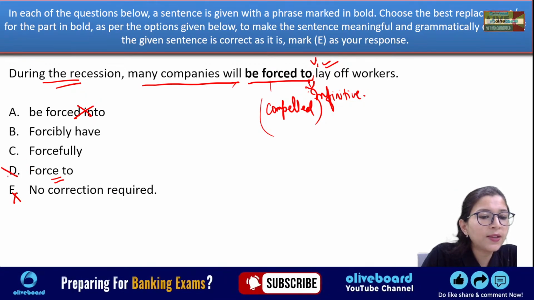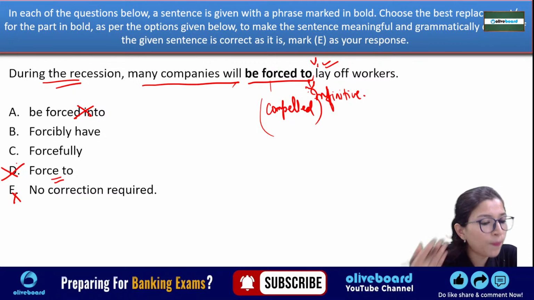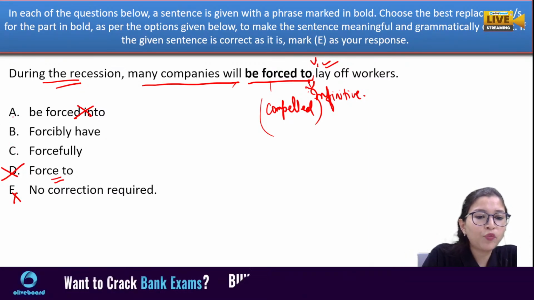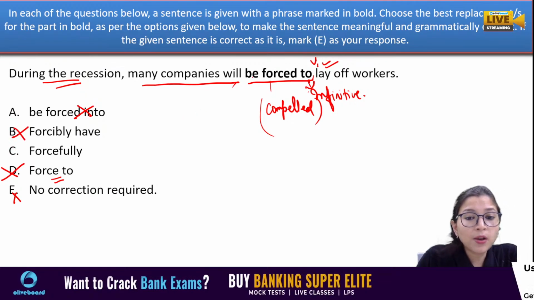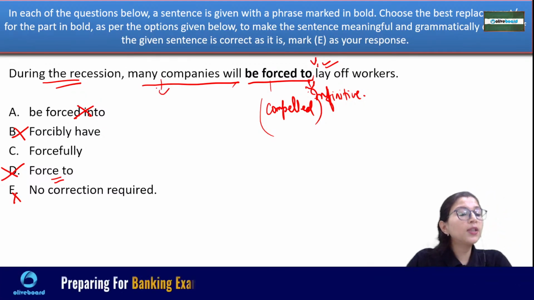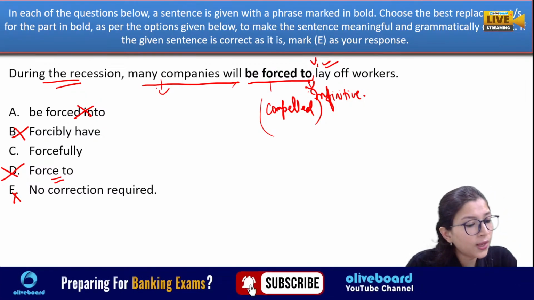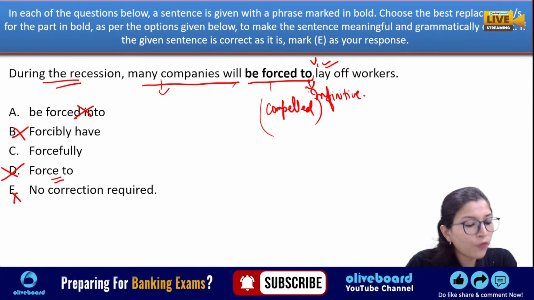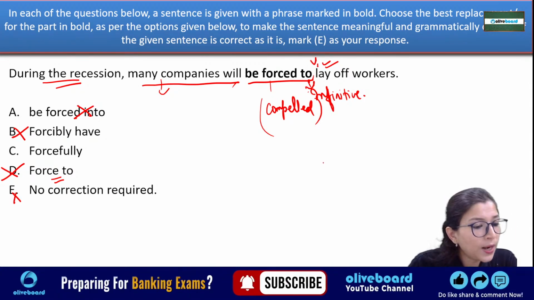So that is why D is incorrect, because we need it in passive voice. It should be in passive voice. Now see, some are saying forcibly have तो नहीं होगा, that many companies will forcefully lay off workers. See, companies are not doing this willingly. ये जानबूझ के नहीं कर रहे कि वो lay off कर रहे हैं. Because of recession, they will be compelled to lay off.